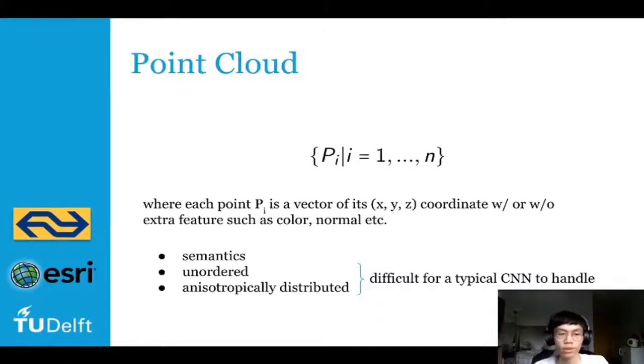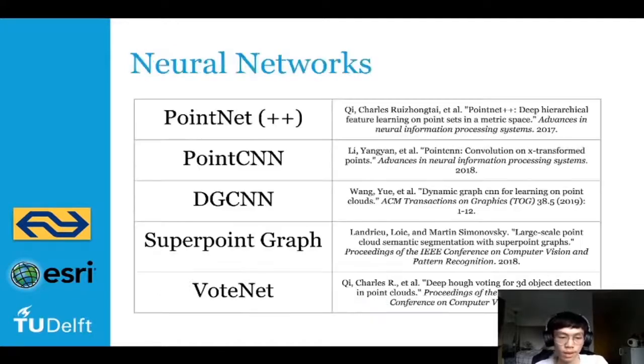Thanks, Alex. As we know, a point cloud is a set of points where each point is a vector of its 3D coordinates, and maybe with additional features. These points often contain rich information, but they are unordered and irregularly distributed in space, which makes it really difficult to handle for a typical convolutional neural network. In this project, we explored the possibility of several neural networks as listed, named PointNet and PointNet++, PointCNN, DGCNN, SuperPoint Graph, and VoltNet for indoor point cloud classification.